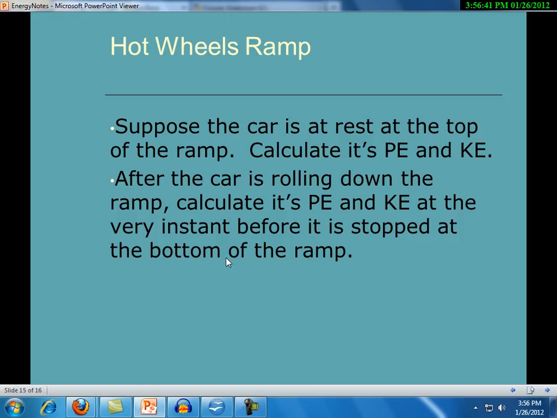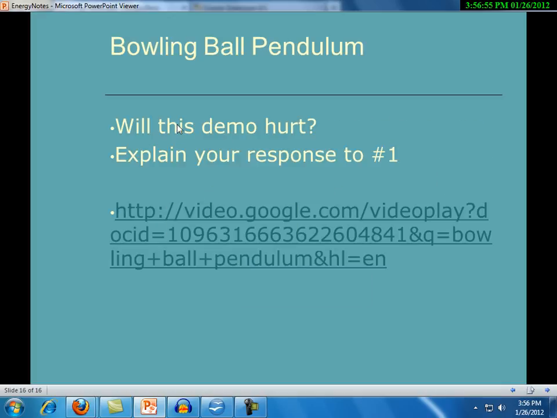And last but not least, we've done a lot of work with Hot Wheels ramps, and I want you to think about if you knew the mass and the gravity and the height and all that stuff, you could calculate the potential energy and kinetic energy of a toy car. And finally, I want you to answer this question. Do you think this would hurt? I want you to click on this link here, and it's a video that shows a bowling ball being swung back and forth, and I want you to answer this question. Will this demonstration hurt that person? Why or why not? So you'll have to click on here to watch that.